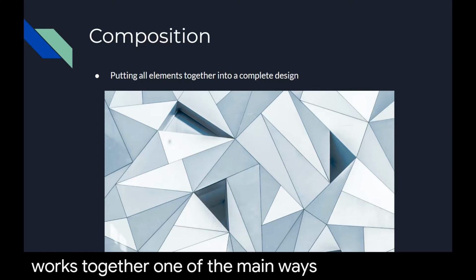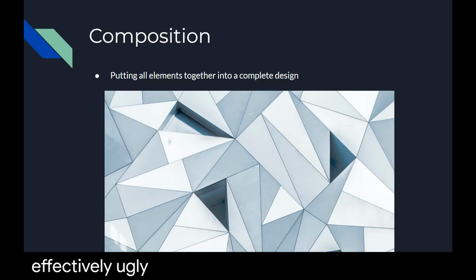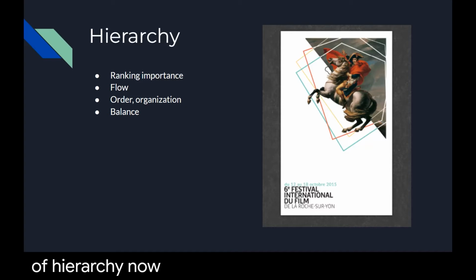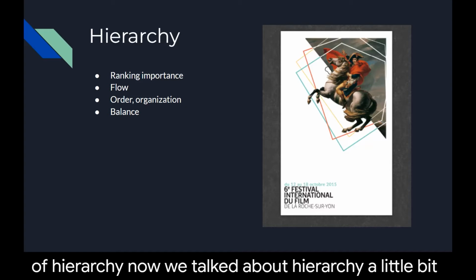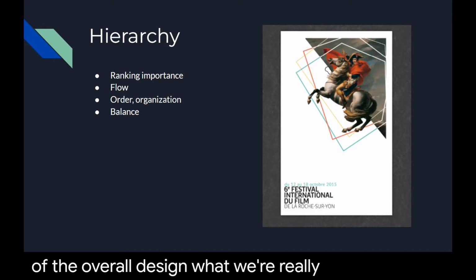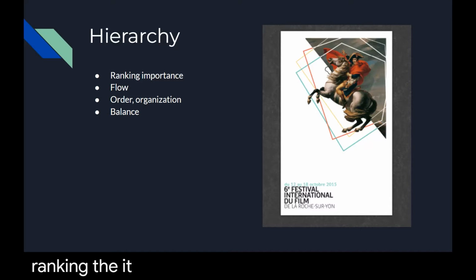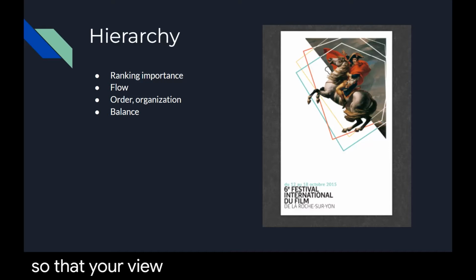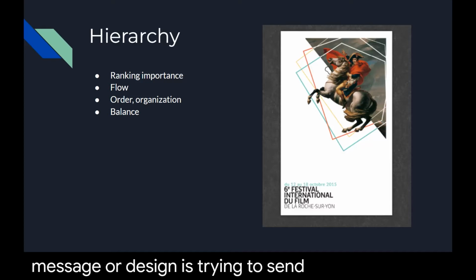One of the main ways that you can effectively compose a design is through the use of hierarchy. Now, we talked about hierarchy a little bit when we talked about text and fonts, but in hierarchy of the overall design, what we're really talking about is ranking the importance of individual elements so that they flow together and create order and organization so that your viewer can better understand the message your design is trying to send.